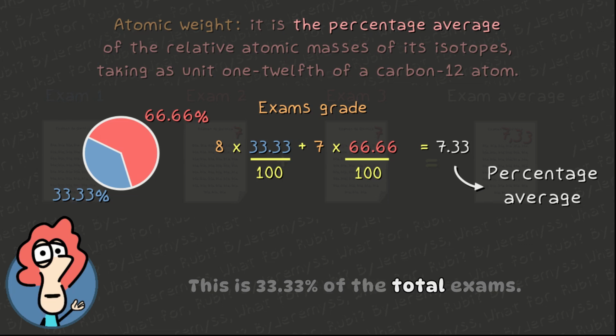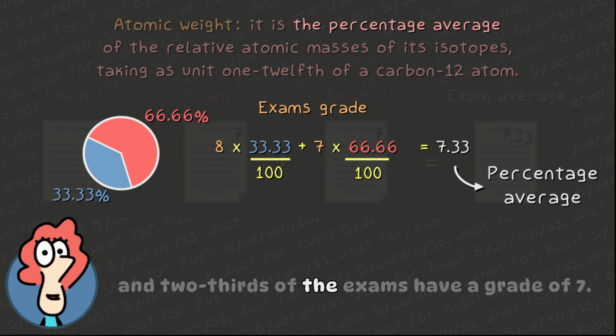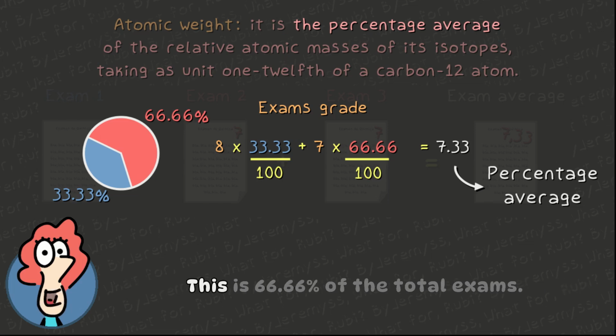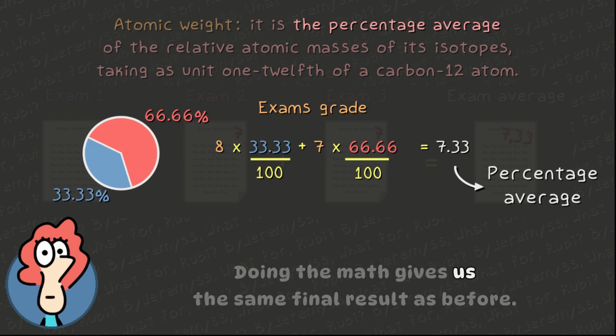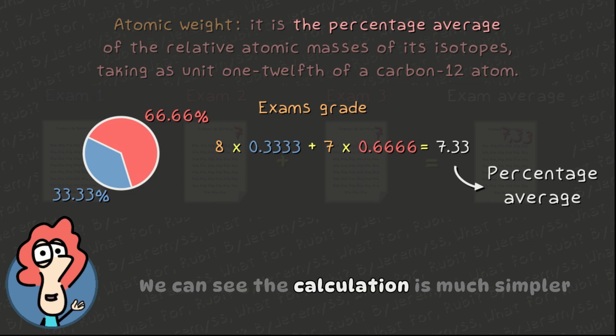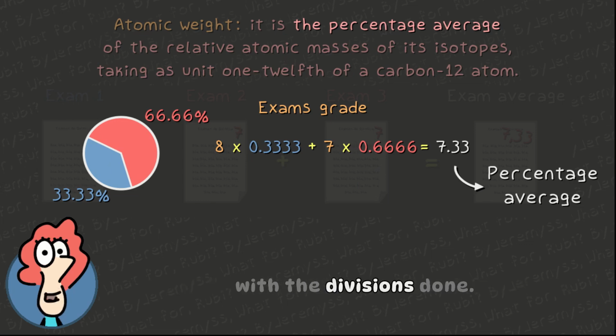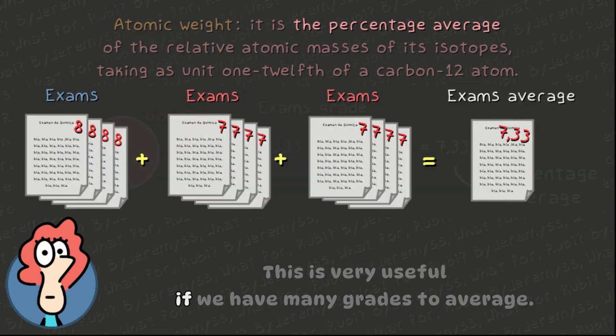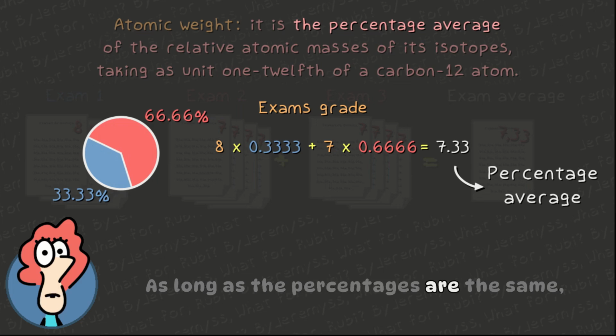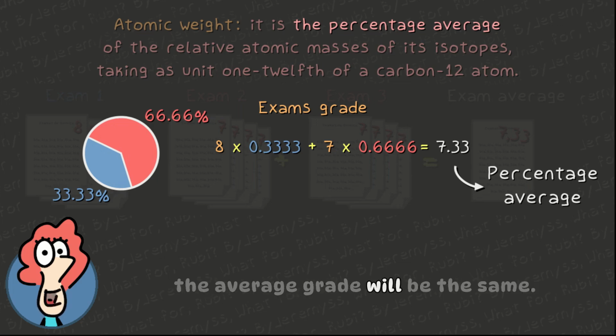This is 33.33% of the total exams. And 2/3 of the exams have a grade of 7. This is 66.66% of the total exams. Doing the math gives us the same final result as before. We can see the calculation is much simpler with the divisions done. This is very useful if we have many grades to average. As long as the percentages are the same, the average grade will be the same.